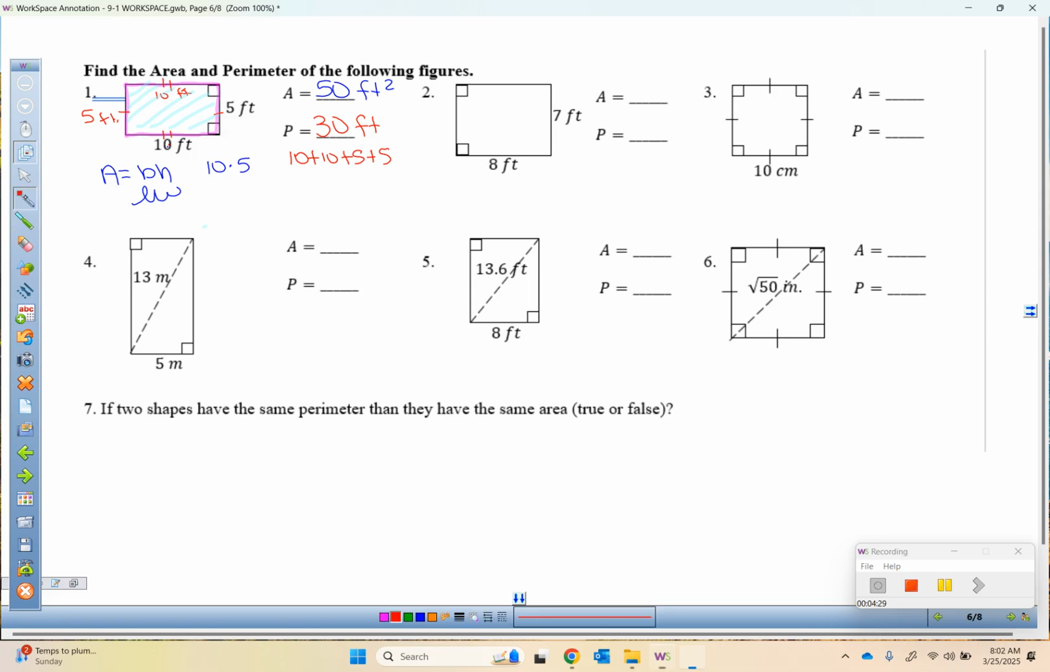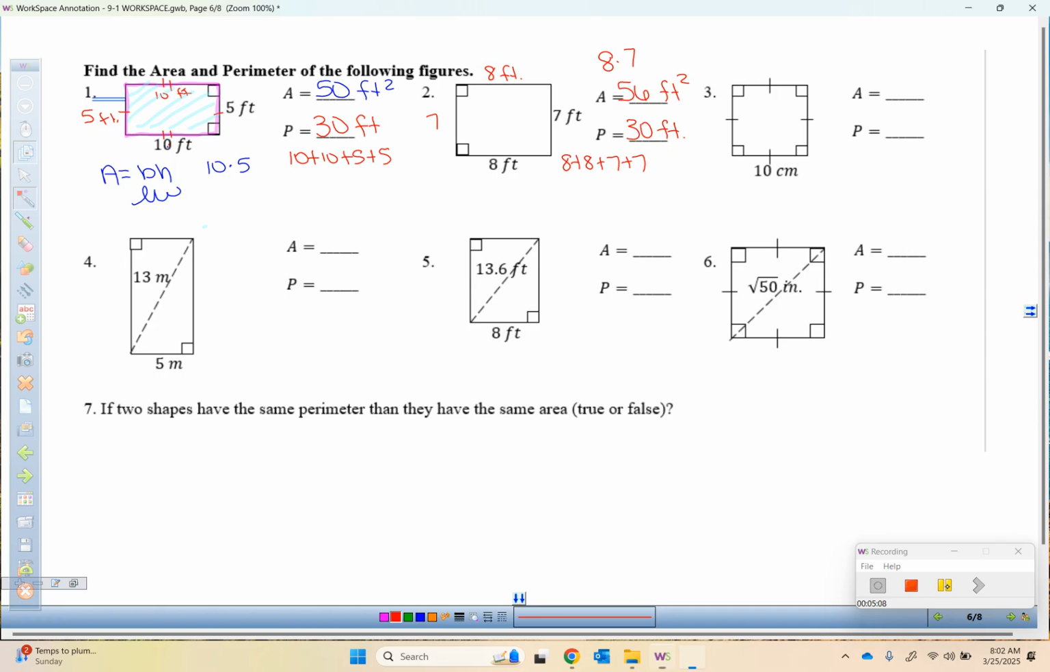So number 2, once again, I have base times height, so my area is 8 times 7, which is 56 feet squared. And my perimeter is adding up all the sides. So once again, if this is 8 feet, we know this is 8 feet, and this is 7. So this is 8 plus 8 plus 7 plus 7. And those come to 30 feet. Okay, any questions so far?